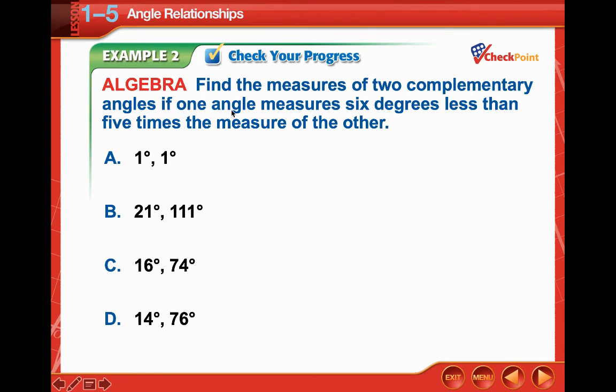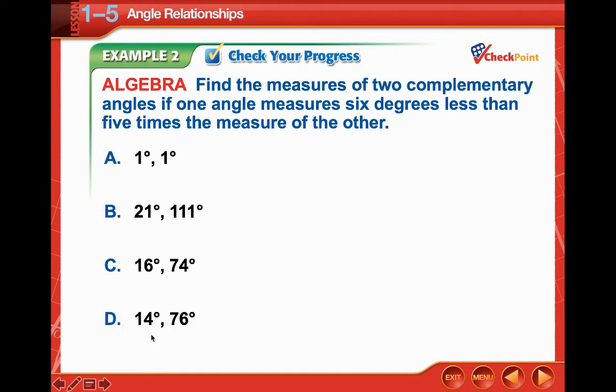So one angle measures 6 degrees less than 5 times the other. Let's do 6 degrees less than 5 times 16. So 16 times 5 is going to equal 80. 6 less than that would be 74. So this looks like it fits. Let's try this one. 5 times 14 is 70. 6 less than that would be 64.